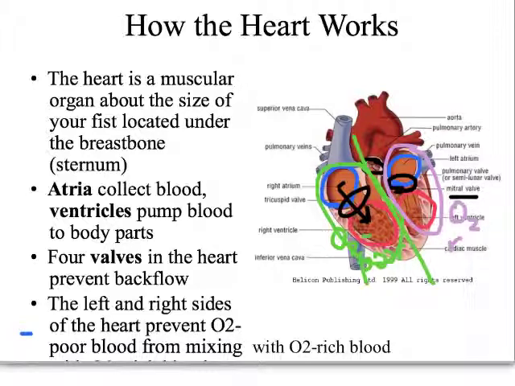oxygen-rich blood. So we have this distinction between the 2 different sides of the heart, and that's really important because it prevents oxygen poor blood from being mixed with oxygen rich blood. That would be kind of an inefficient system if we had the mixing of oxygen rich and oxygen poor. We wouldn't have as much oxygen going to the body parts as we would need.